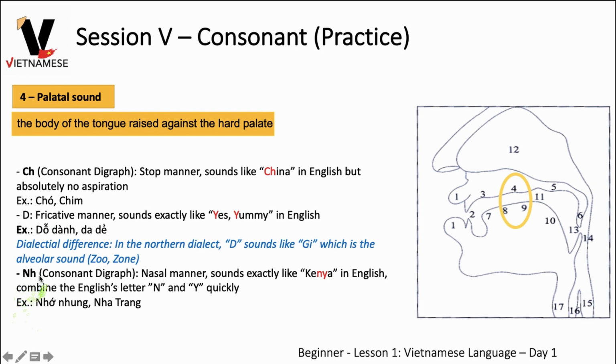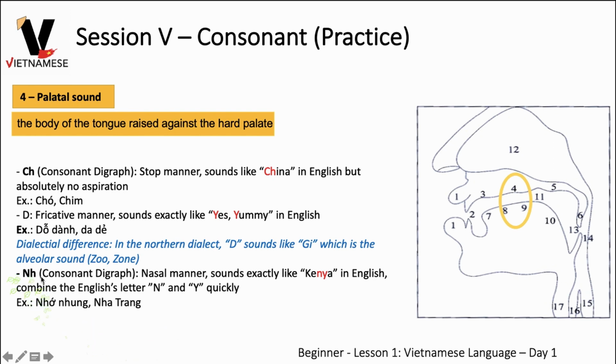And this one is ñ. Nasal manner, and this sounds exactly like "Kenya" in English. We combine the English letter N and Y together and pronounce it quickly like ñ. For example, nhớ nhung, and Nha Trang.